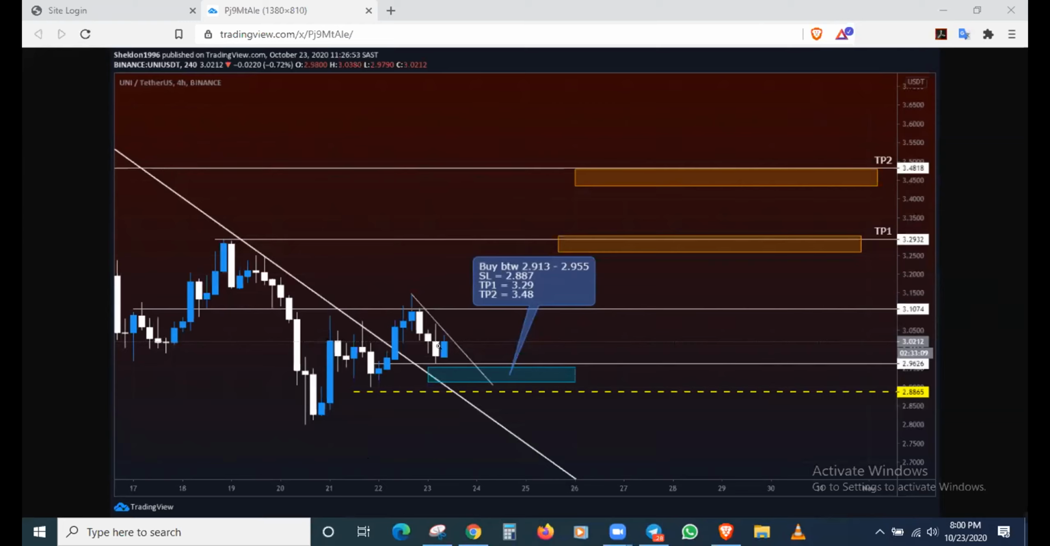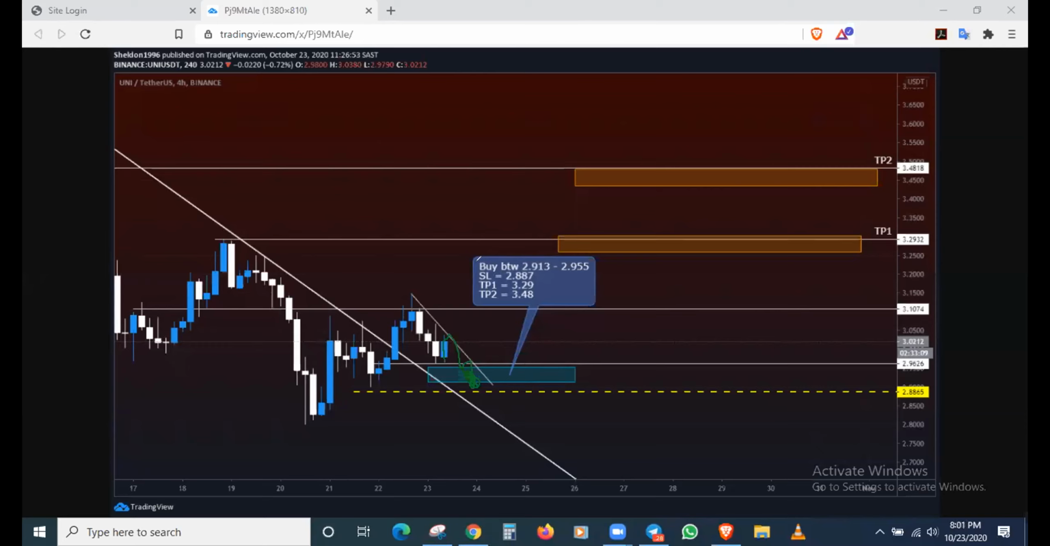This trend line means that we are looking at this movement to test this trend line, come down, go back again, and come into this space. Once it is in this space, then you can go in. And this space is between 2.913 and 2.955. Once you are in this range, then you can go in by using a market order, which I'm going to show us very soon.